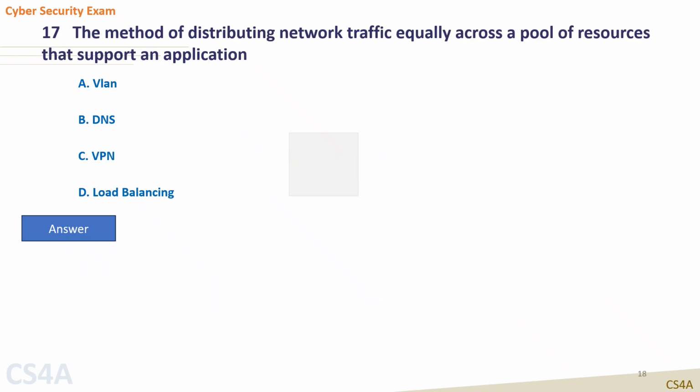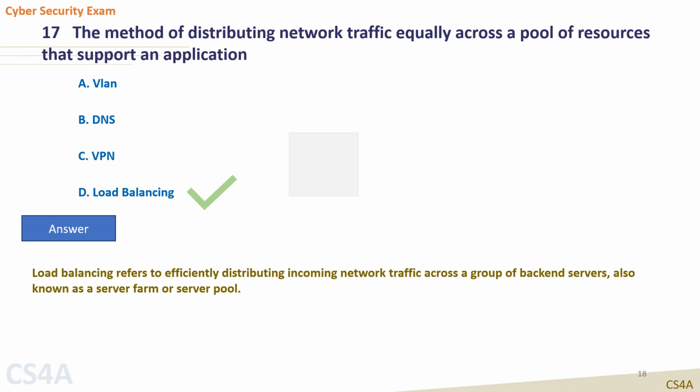Here the question is the method of distributing network traffic equally across a pool of resources that supports an application. So here the keyword is distribution of network traffic. VLAN, DNS and VPN are not at all related to the question. Load balancing is the correct answer.